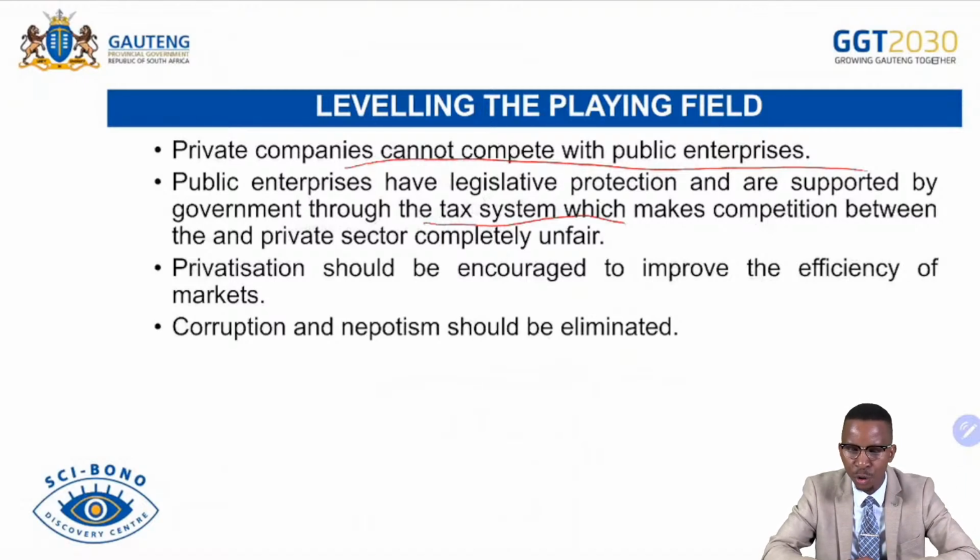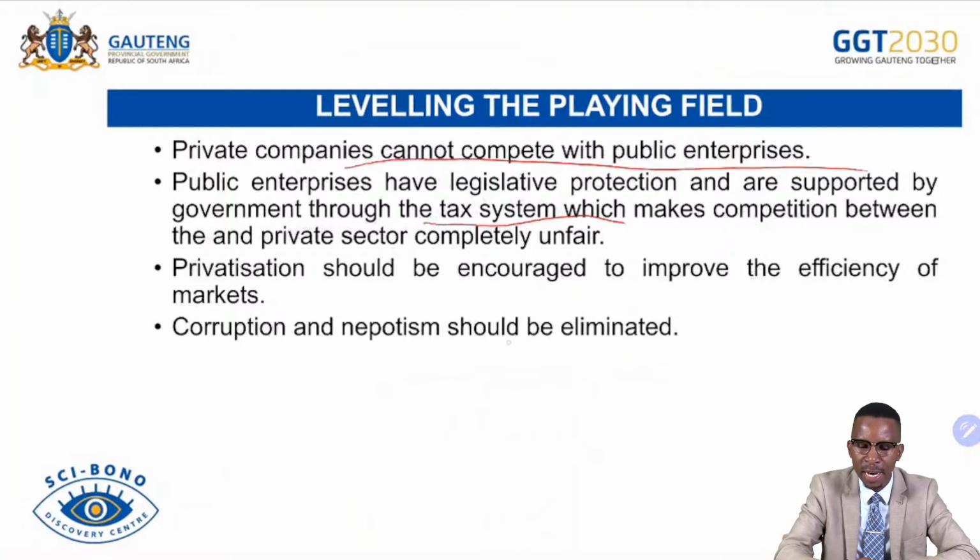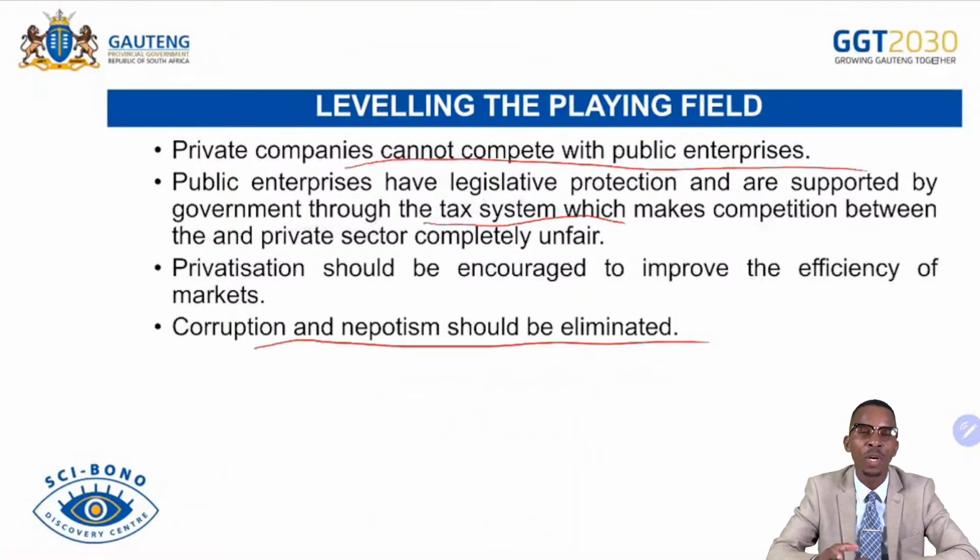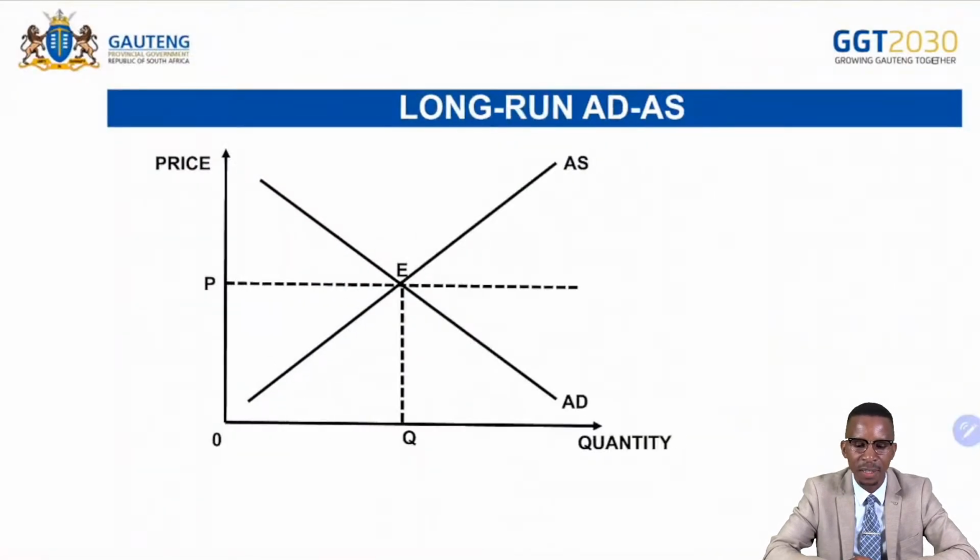Privatization should be encouraged to improve the efficiency of markets, and then corruption must also be eliminated, including nepotism, to ensure that the market is effective and efficient.